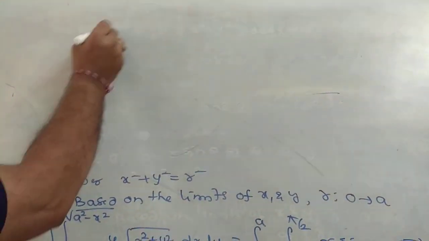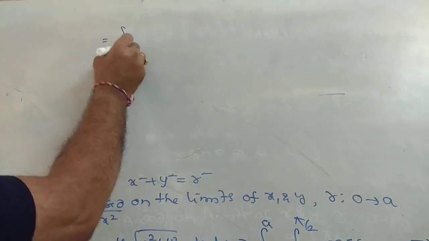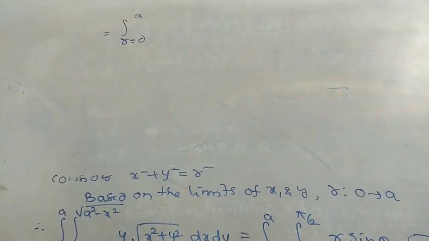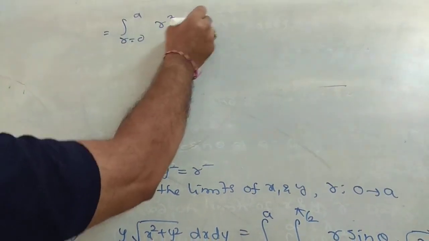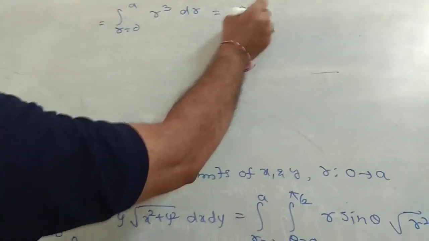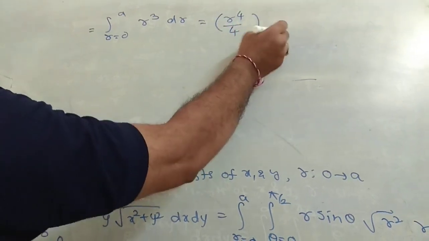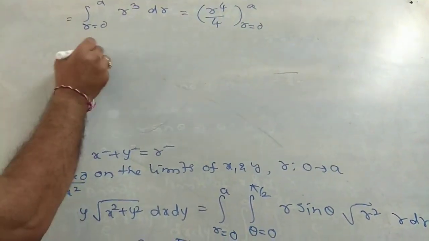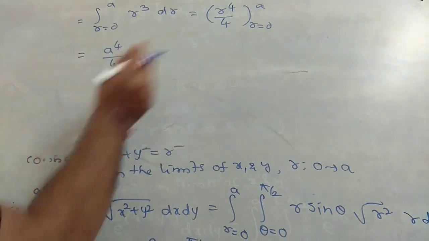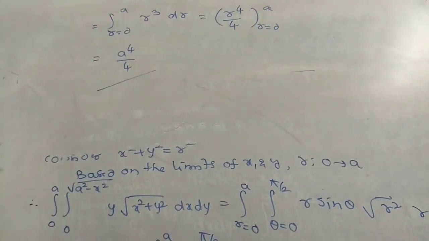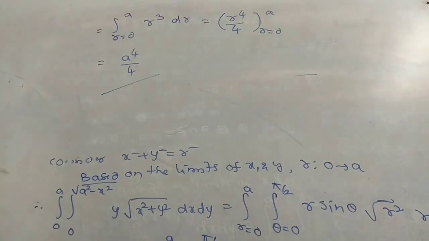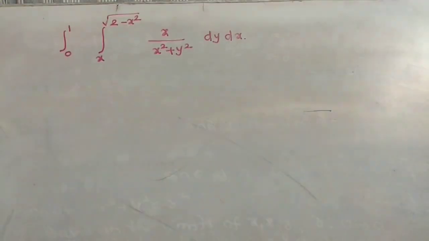Now this is equal to your simplification, r equal to 0 to a. 0 plus 1 is nothing but 1 only. So we have here r cube dr. What is integral of r cube? R power 4 by 4, r limits 0 to a. So finally you are getting a power 4 divided by 4, and the lower limit is 0. So this is your final answer of the given integration by changing into polar coordinates.